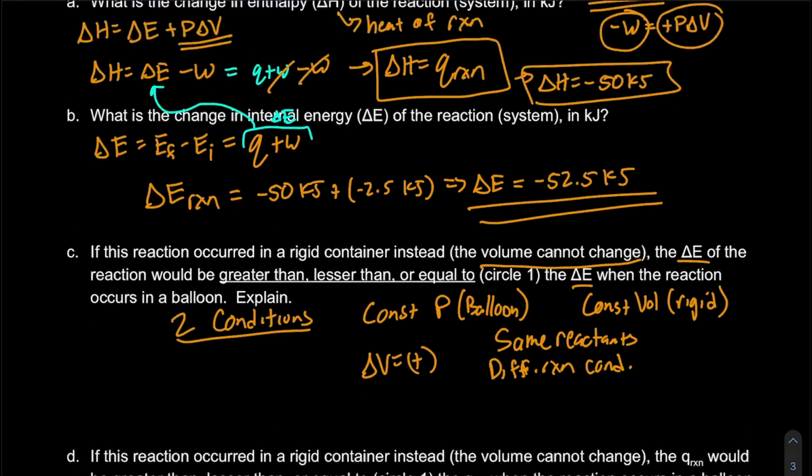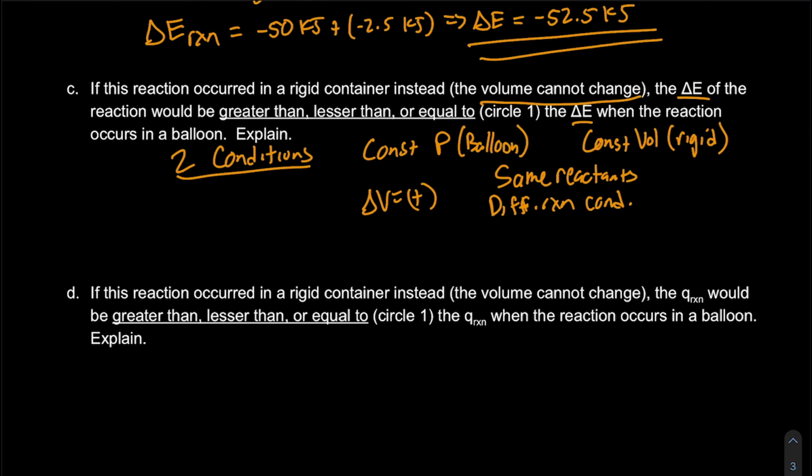We expand it out. And we see here with our constant volume situation, our delta V is 0. There's no way that it can undergo a volume change. Well, if our delta V is 0, but we have the same reactants, that would mean our delta E is constant. Now, why would we think that our delta E is constant between these two conditions?